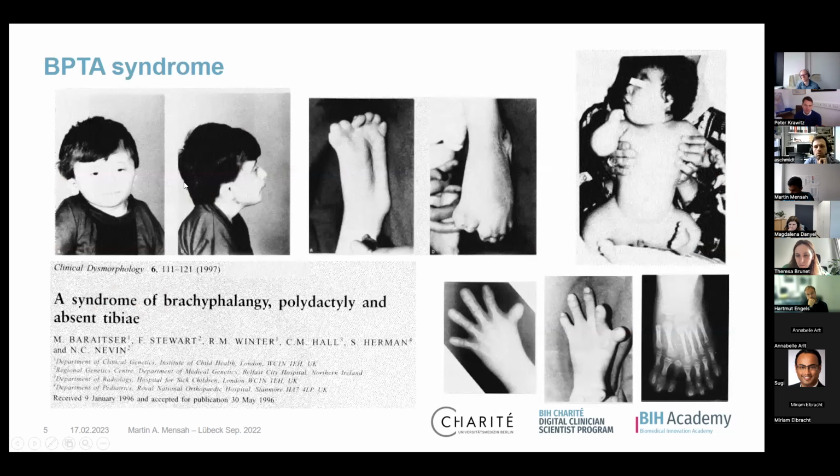And Denise knew, or she suggested, that this is a recognized syndrome described in 1997, called BPTA syndrome: brachyphalangy, polydactyly, and tibial aplasia syndrome. Here you can see the first patient who was ever presented to have this condition. And indeed, there are similar findings. The number of toes is increased. You can see that the lower limbs are malformed, similarly to our patients.